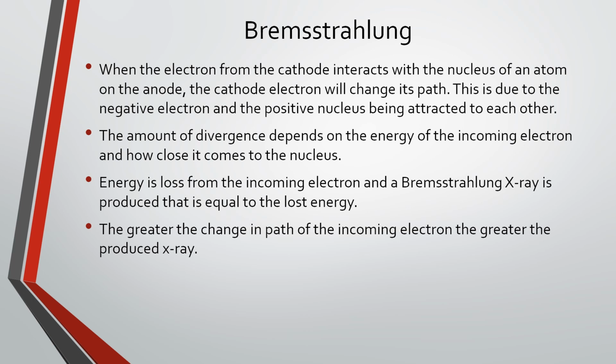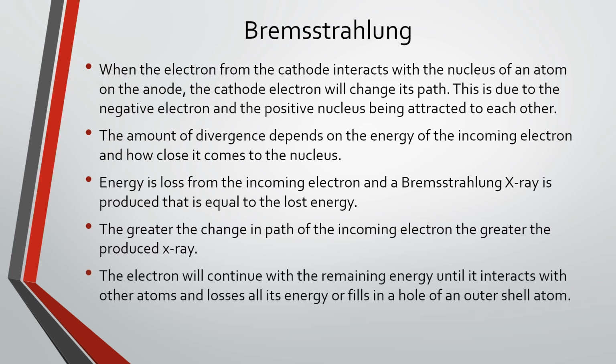So the greater the change of path, the more energy that the electron lost, and the greater the energy of the produced X-ray. The electron will continue with the remaining energy until it interacts with other atoms and loses all its energy or fills a hole in the outer shell of another atom. So this electron can continue, and it can interact with other atoms by Bremsstrahlung, or it can interact characteristically with another atom, until it loses all its energy, and then it will just fill in a hole that's missing an electron.